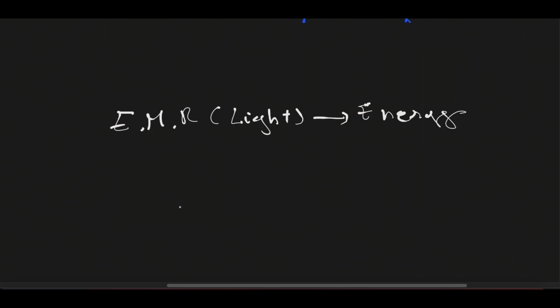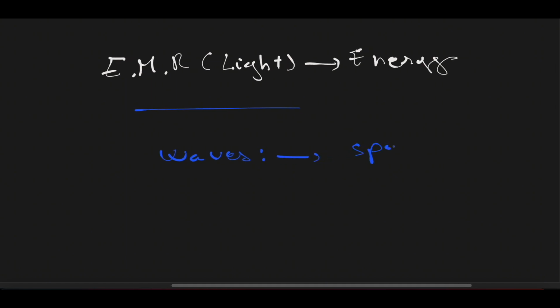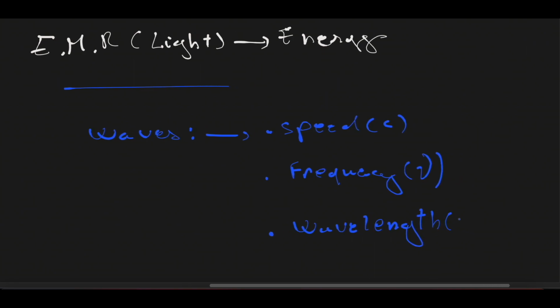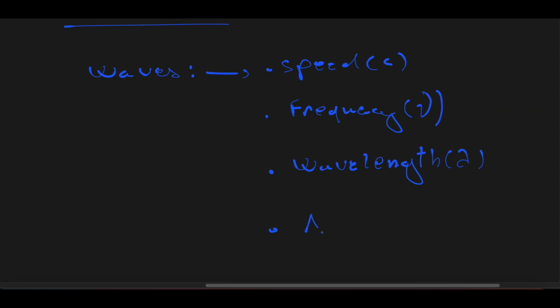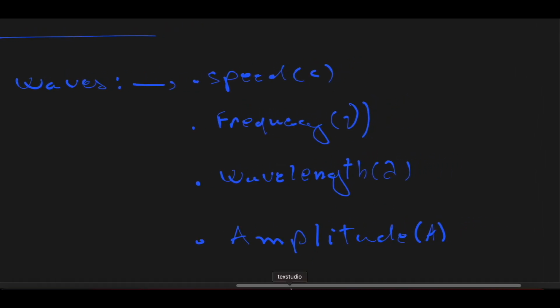A wave is characterized by these properties. It has a speed, with the symbol c. It also has a frequency, with the symbol nu, a wavelength, lambda, and an amplitude, let's say A.